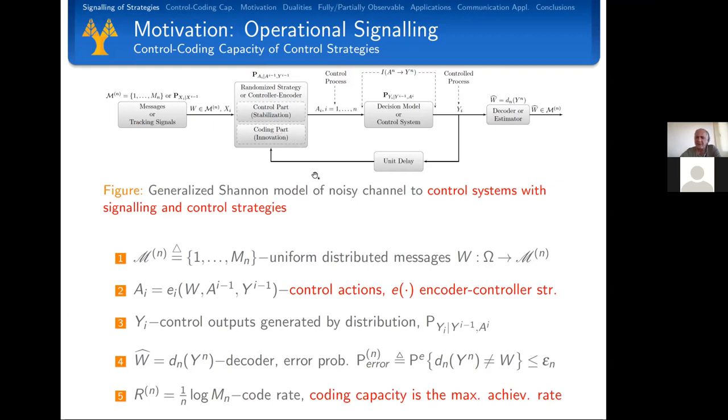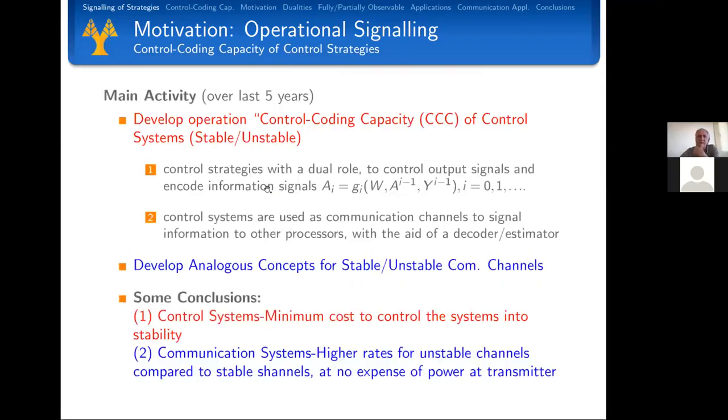It can be more general, but this is a simple presentation. So the main activity which we have been following for the last 5 years in this area is to talk about what is the control-coding capacity. That means the capacity of control systems, which can be stable and unstable. So in this definition, the name doesn't really change the situation that we are dealing with a dynamical system. This can be a channel or a control system. The only difference is that because I use the word control strategies, these strategies have a dual role. They try to control the output signals and encode information.